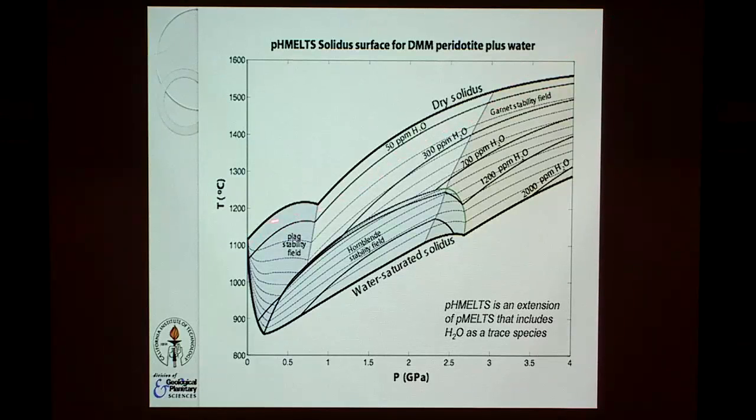Okay? The shape is the result of the thermodynamics. In particular, this kink here is the result of the plagioclase to spinel lherzolite phase transition. And the downward curvature is the result of the fact that silicate liquids are more compressible than solids, so the volume of fusion goes down with increasing pressure, so the slopes of these things get lower.